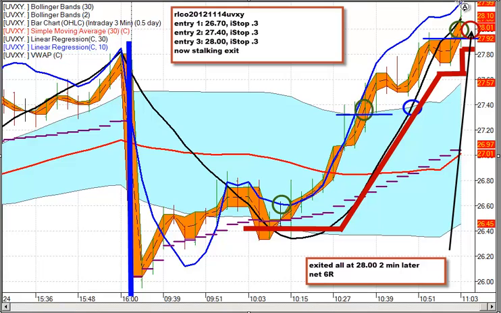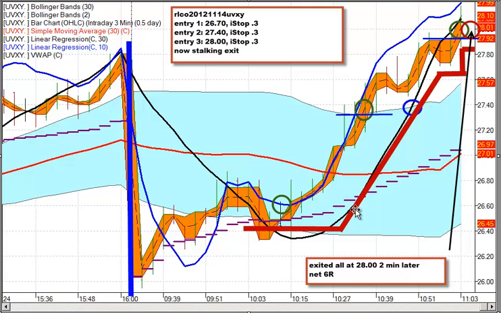Shortly thereafter, it peaks at about 28.20 and then comes back. And about 2 minutes after making this chart, we exit everything at 28 inside the red circle for a net of 6R on the total position.